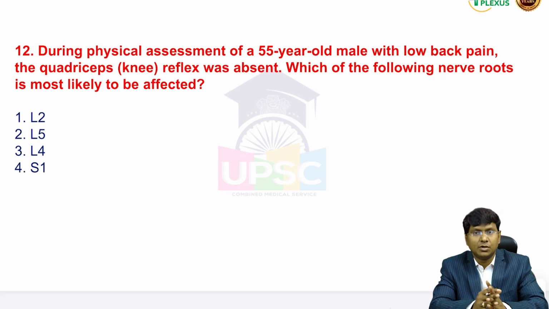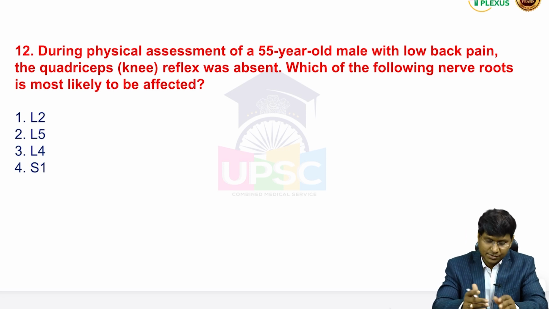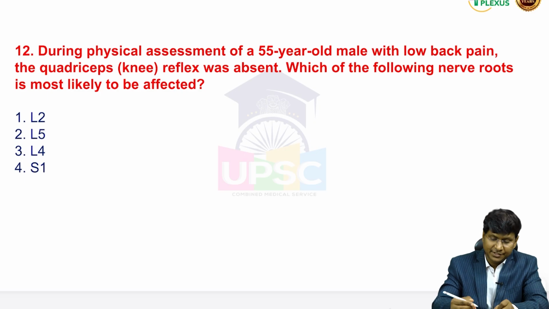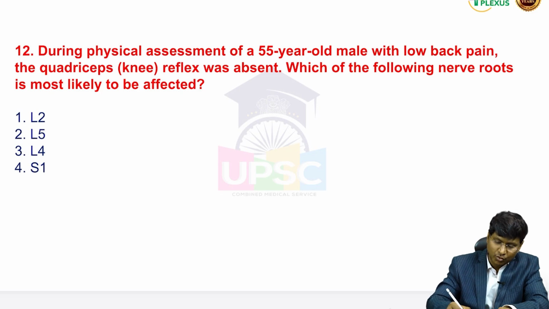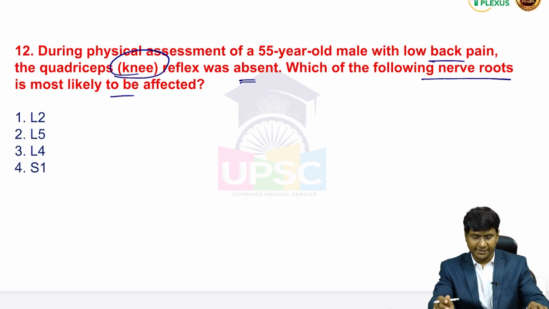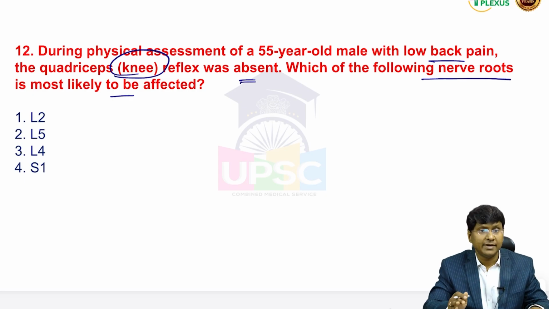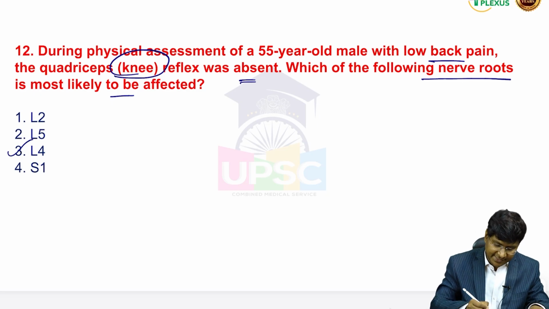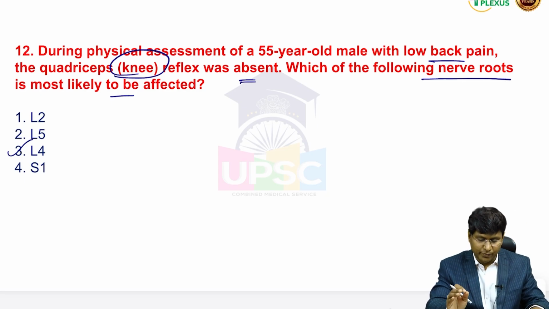So the next question is on the deep tendon reflexes. During physical assessment of a 55-year-old male with low back pain, the quadriceps reflex was absent. Which of the following nerve roots is most likely to be affected? L2, L5, L4, S1. So you need to be aware that it is L4, which is a major root value for the knee jerk, that is the quadriceps reflex.